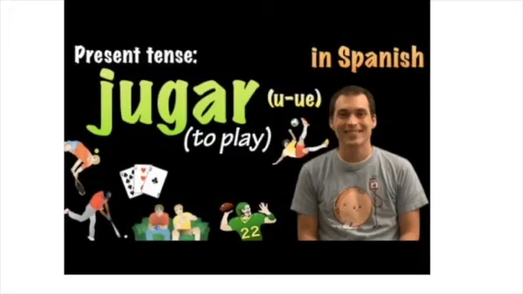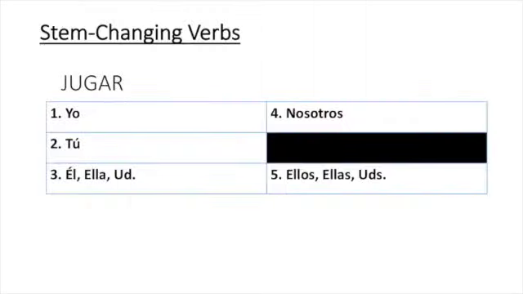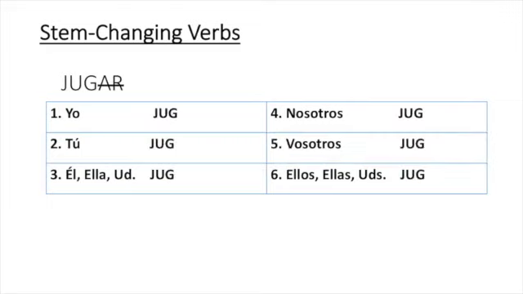Our final stem change in Spanish is a U to UE stem change. There's actually only one verb in the entire Spanish language that has this stem change from U to UE, and that is the verb jugar, which means to play, specifically to play a sport. So, as we look at jugar, just like all of our other verbs, we're going to take off our AR, carry down the stem part, the JUG, throw on our AR endings, o, as, a, amos, áis, an.